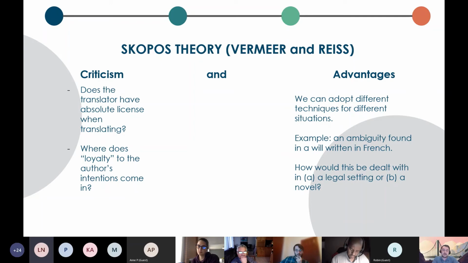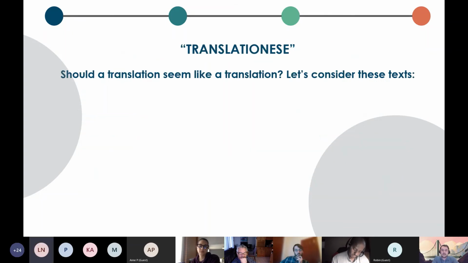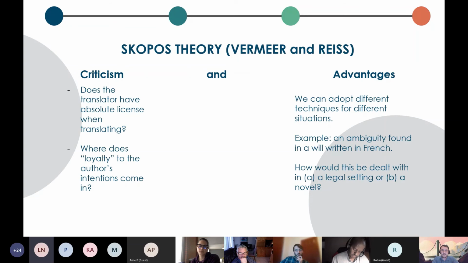If it's used in a novel, maybe we would use a different approach to that, especially if that might affect the plot somehow. Does anybody have any questions?